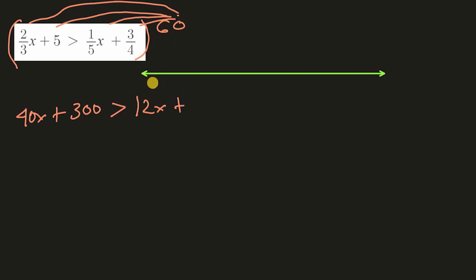Ilan yung 60 divided by 4? 60 divided by 4 is equals to 15 times 3 is 45. Let's solve for the value of x. So that would be equal to 40x minus 12x is greater than negative 300 plus 45.